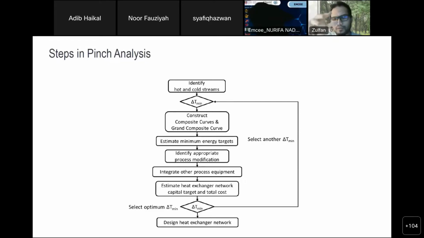Say, for example, your first delta T min is about 20 degrees C, and then you can increase it to 30 degrees C, or you can also reduce it to 10 degrees C, so that you can see the effect of this change in delta T min on your capital cost and operating cost, and then you can make a curve accordingly. So once you vary the delta T min from, I don't know, 5 to 10 degrees C to maybe 50, 60 degrees C, then you will see how the cost is moving. So that's the theoretical part.